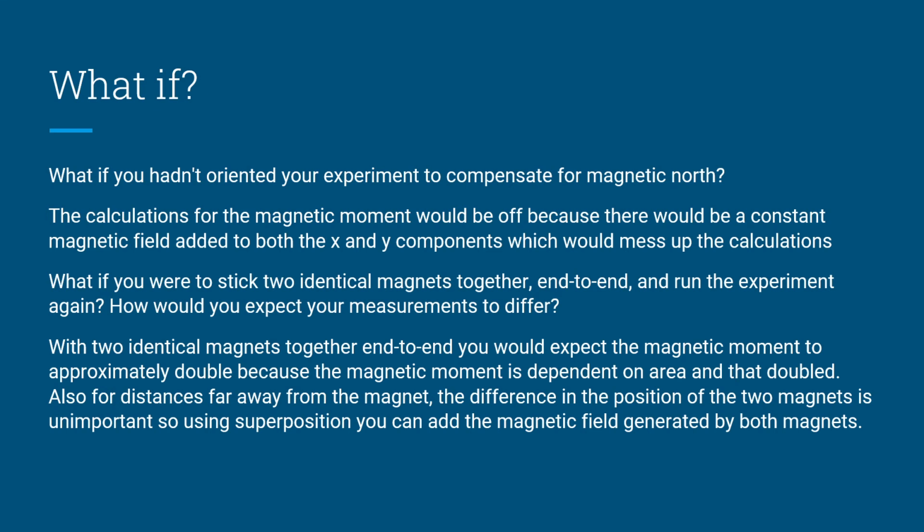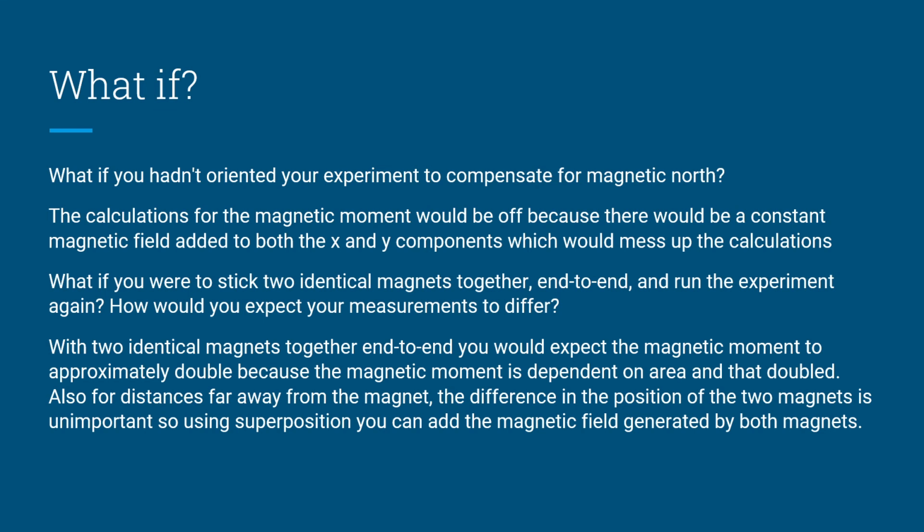And then, what if you were to stick two identical magnets together end to end and run the experiment again? How would you expect the results to differ? With two identical magnets together end to end, you would expect the magnetic moment to approximately double, which is for once the intuitive result here, because magnetic moment is dependent on area, and that doubled as well.